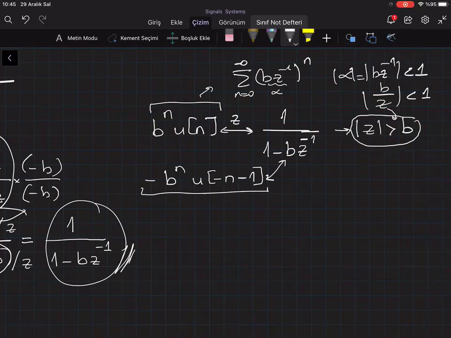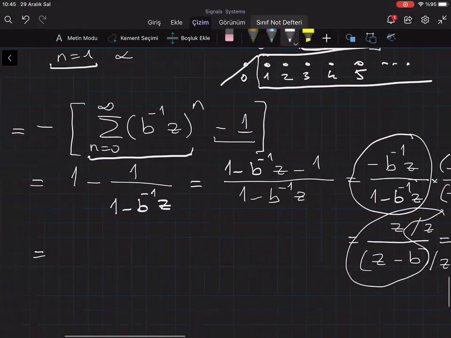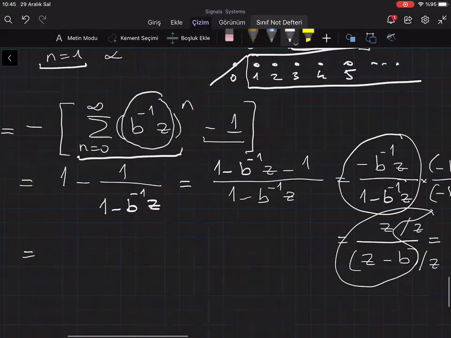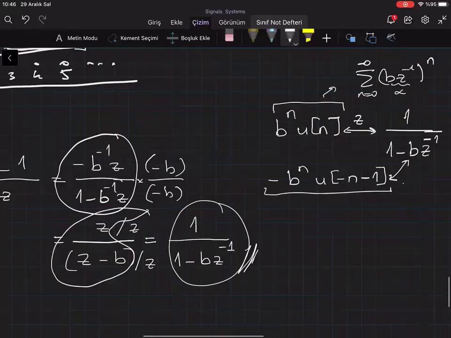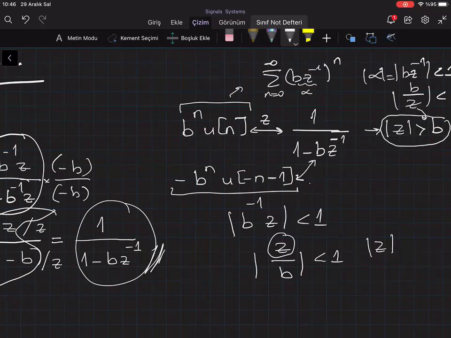But here, what is my z transform? I should go back and work on this one. b to the power minus 1 z is going to be less than 1. So z divided by b is less than 1. Z should be less than b.